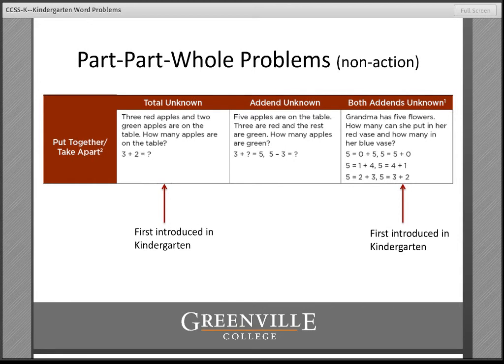I want you to notice the equations because you'll be modeling the equations for these problems. And I want you to notice that the way the equations are written for the both addends unknown shows the total on the left side of the equal sign. The Common Core authors have expressly stated that they want kindergarten children to sometimes see the total written on the left side of the equation. And there are reasons for that. We're going to explore that a little bit next week when we talk about representations.